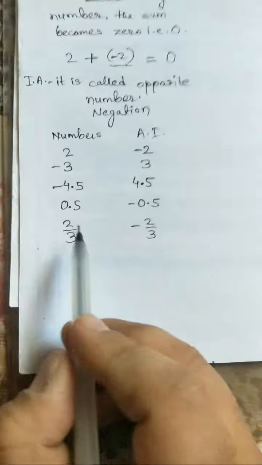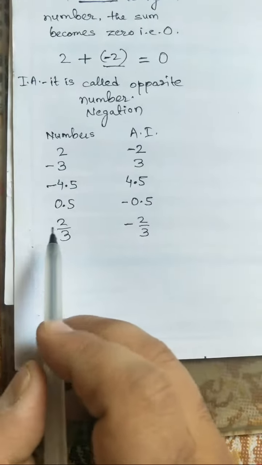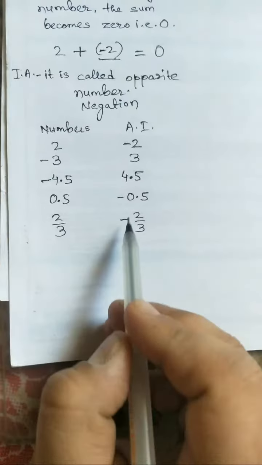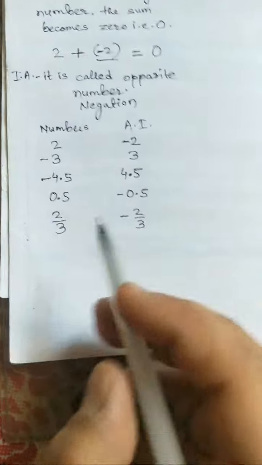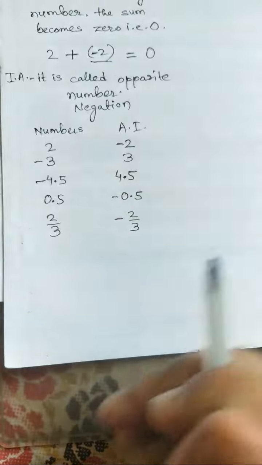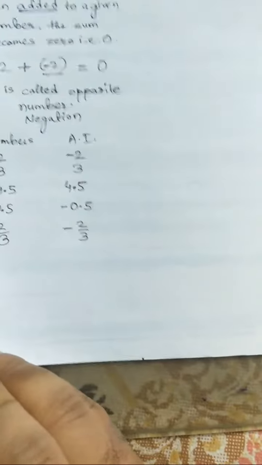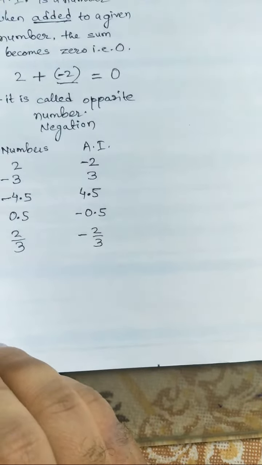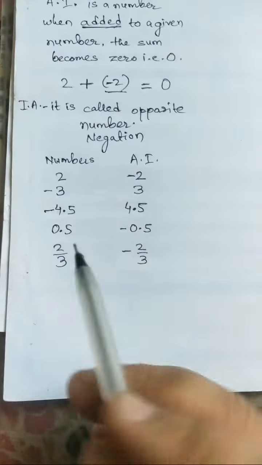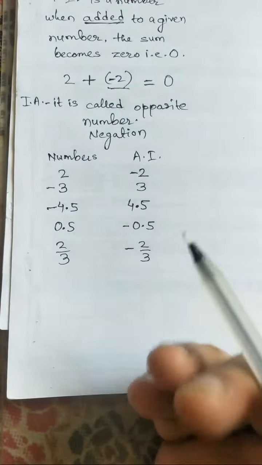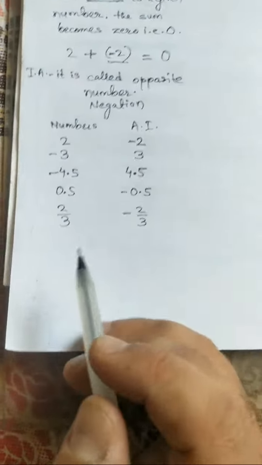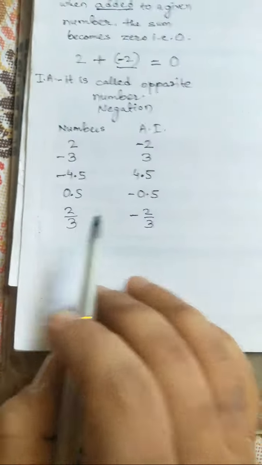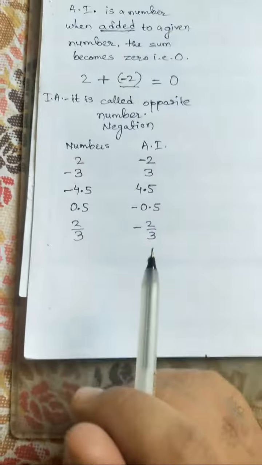Here you have to understand that the difference is only of sign. If it is positive, it becomes negative, that's all. The numerator and denominator do not swap. The difference remains only in the sign, not that the numerator becomes the denominator and the denominator becomes the numerator. It is not that way. The additive inverse is the same number, just opposite in sign.